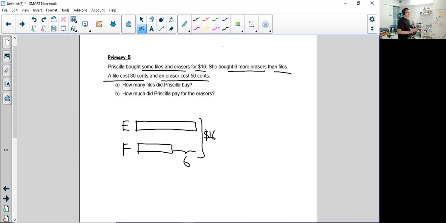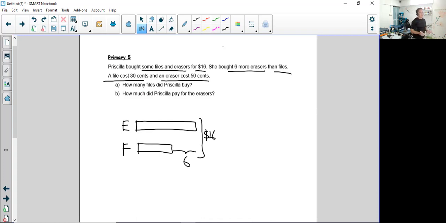So you can't take the money and minus 6. Okay, the file costs 80 cents, the eraser costs 50 cents. So how am I going to make one group? Now, you can also make one group with equal number. There are different ways of making one group. Just now you saw one group 3 times as many. You can also make one group with equal number.